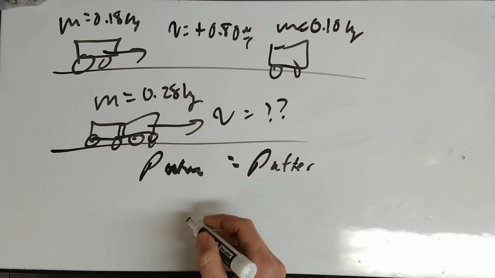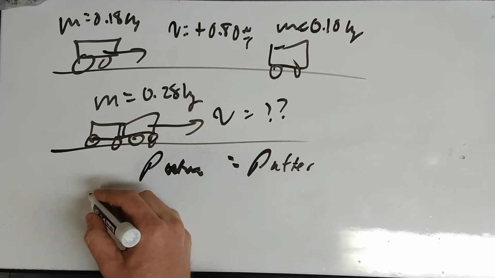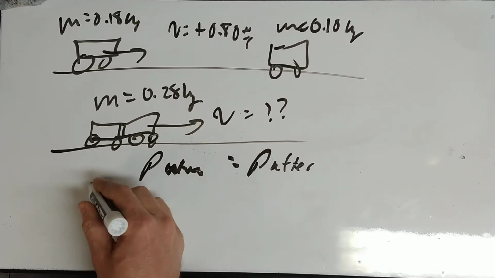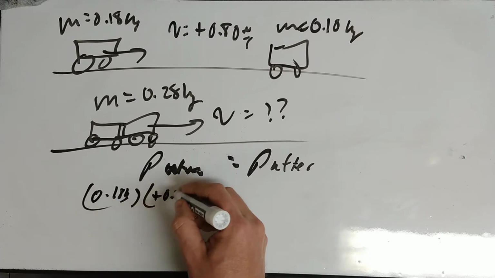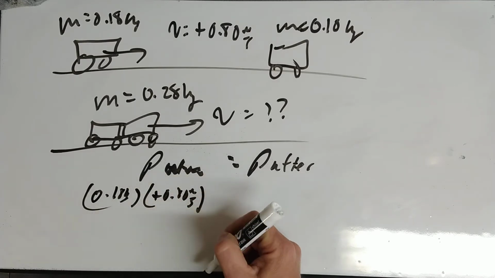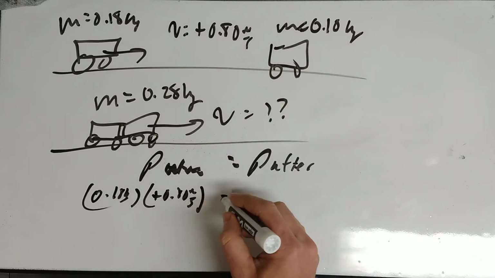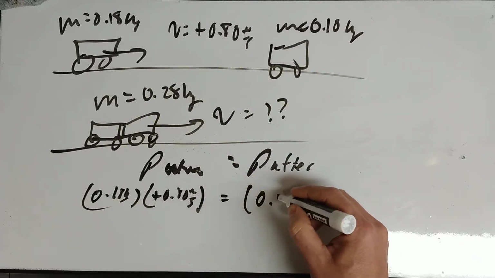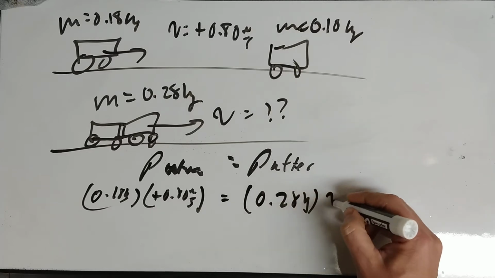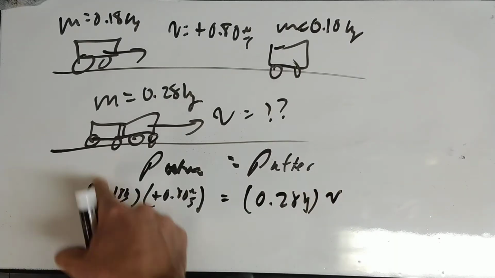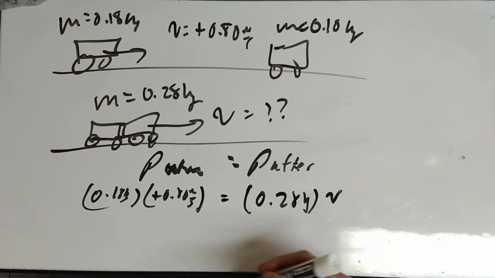So anyway, p before equals p after. Total momentum before, 0.18 kilograms times positive 0.80 meters per second. And this one's momentum is 0. That equals momentum afterwards, which is 0.28 kilograms times the unknown velocity. So the total momentum is in this cart. So now we just have to solve for the velocity.